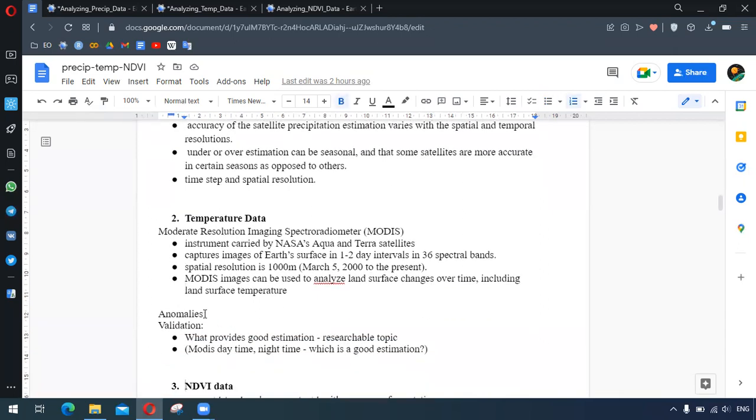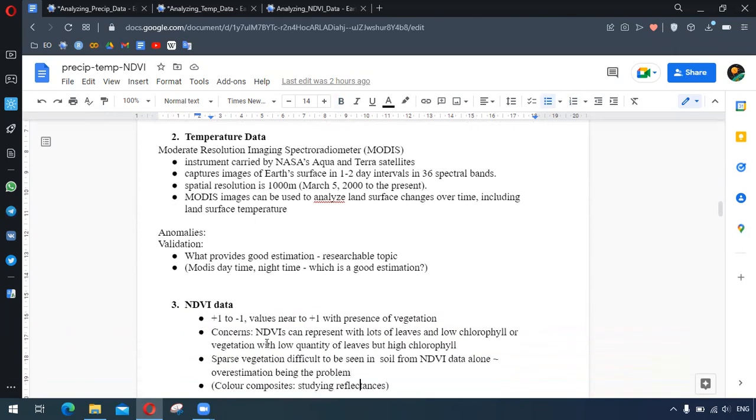So the anomalous concept is similar to the previous one. And then we have the validation, and what provides a good estimation of temperature is somewhat of a researchable topic, and either MODIS daytime or MODIS nighttime. Which values give a good estimation is again a researchable topic. Different research has been done. Maybe MODIS daytime or MODIS nighttime can have some accurate uses while we're doing the research.